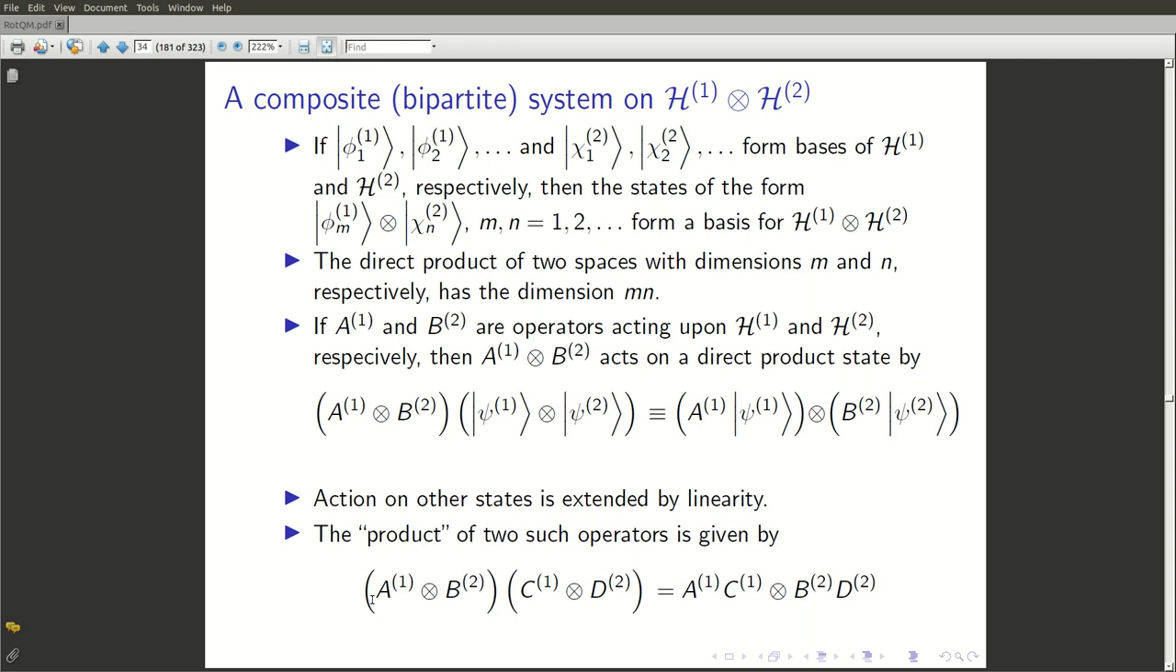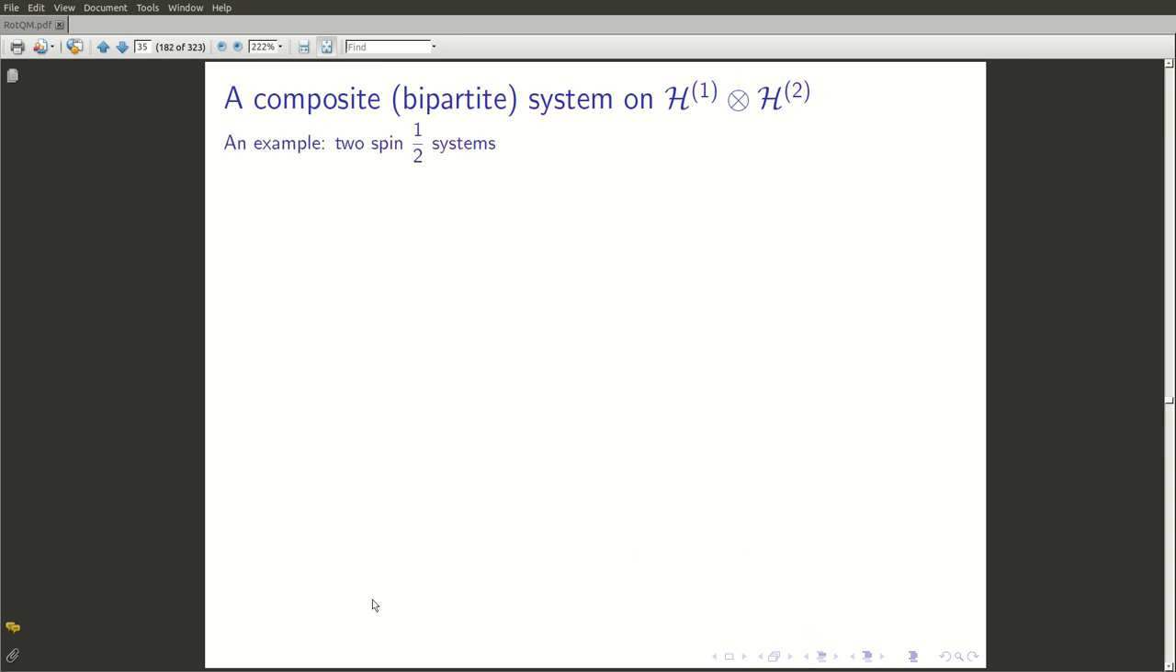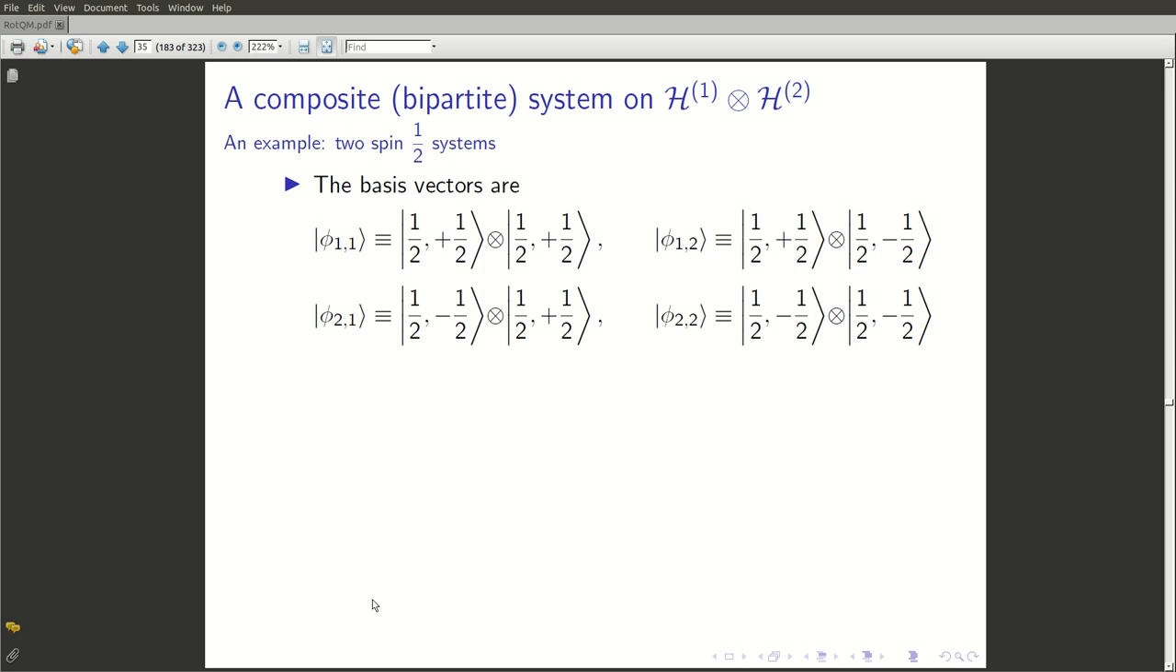So this is the background that we are going to need. We are now going to talk about some examples of this in action using a very simple situation. Let's take two spin half systems, which were the subject of our last lecture, remember. These were two-dimensional systems spanned by 1, 0 and 0, 1, namely the kets half, half and half, minus half. And the basis vectors for the direct product space will of course be all possible direct products of these.